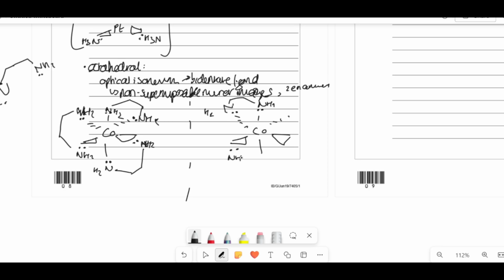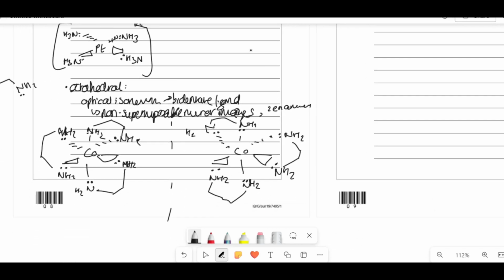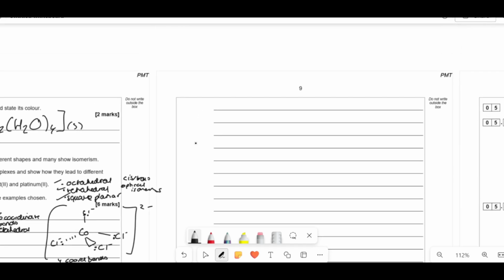Then NH2, NH2, this. Then we have NH2, NH2, this. So you can see those are mirror images of each other. So that's one of them done and dusted. We've talked about octahedral optical isomerism. We need to talk about octahedral cis-trans isomerism.